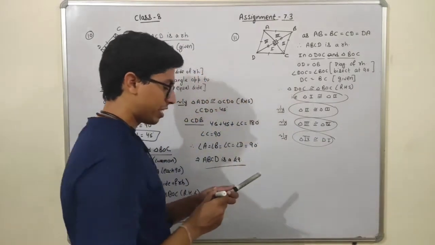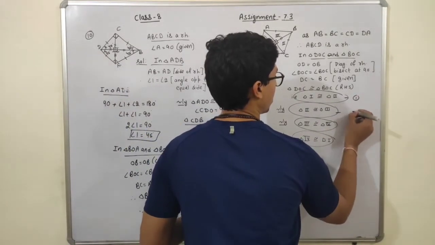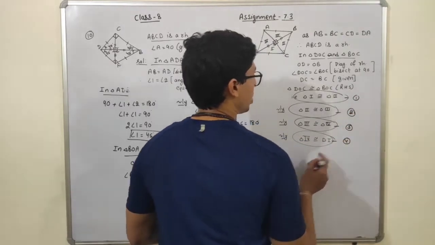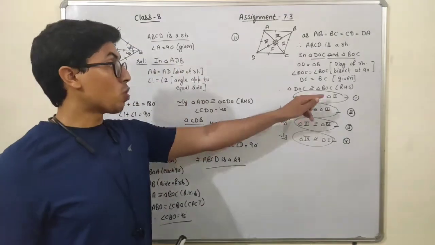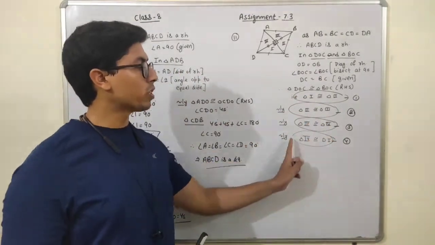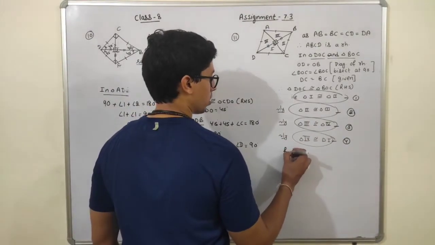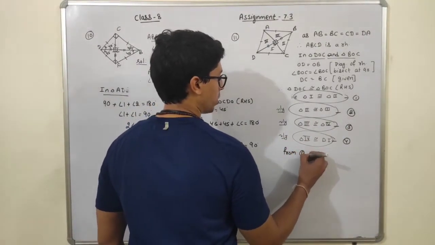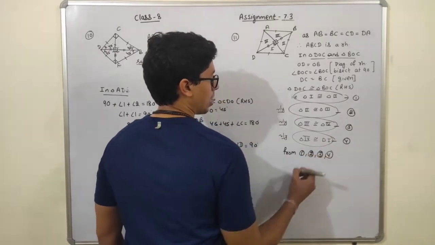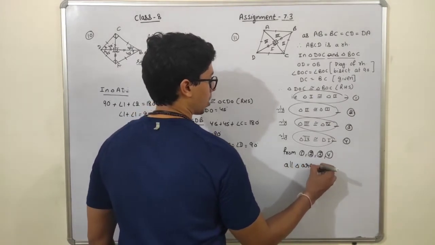Okay, so just name them as equation 1, 2, 3 and 4. See, first is congruent to second, second is congruent to third, third is congruent to fourth, and fourth is congruent to first. So from equations 1, 2, 3, 4, all triangles are congruent.